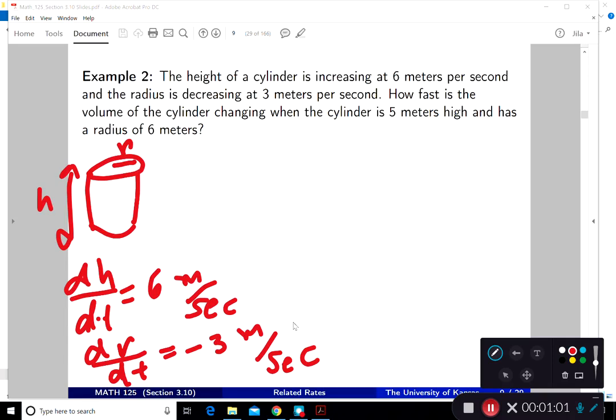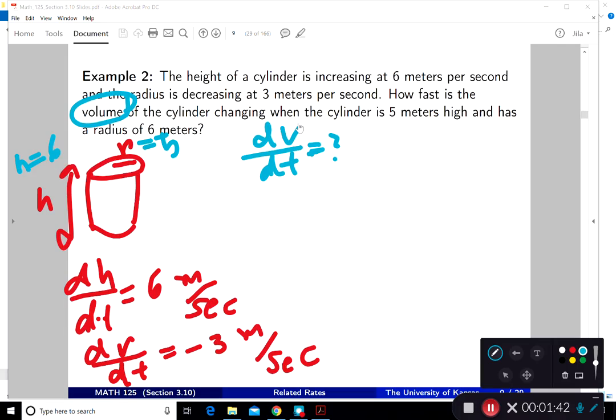And then it's asking how fast is the volume of the cylinder changing when the cylinder is 5 meters high and has a radius of 6 meters. So at that instant, h is equal to 6 and r is equal to 5. So how do we do this? First of all, I'm looking for the change in volume. So I'm really looking for dV/dt.